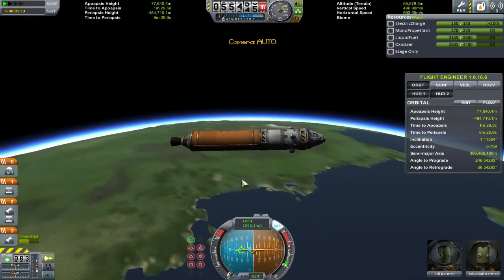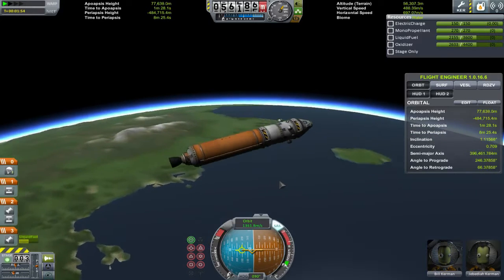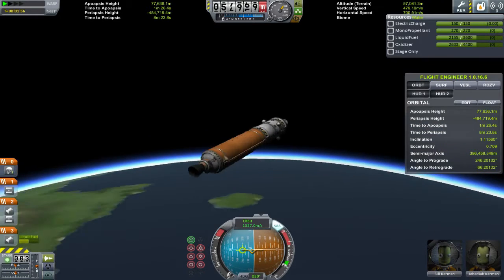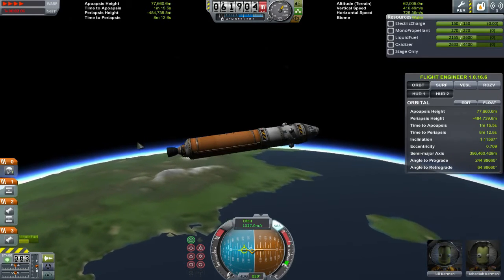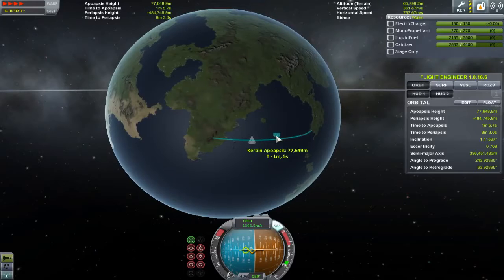Once you do that, you can go ahead and adjust the camera however you see fit so you can get the best look at things that you can. And then we're going to go ahead and time warp. You just want to get closer to your apoapse.